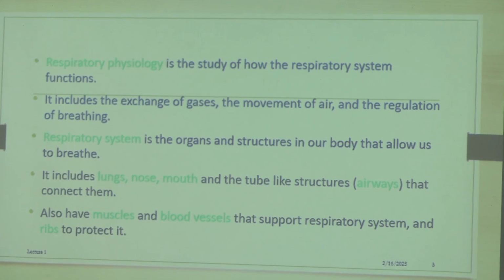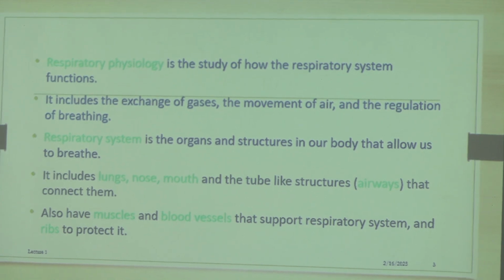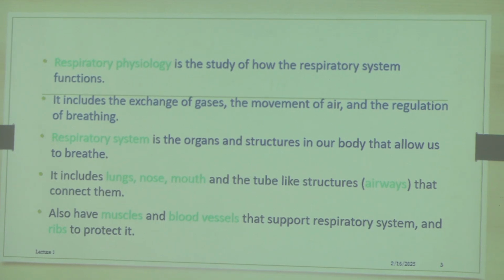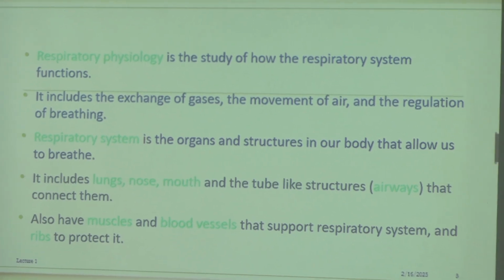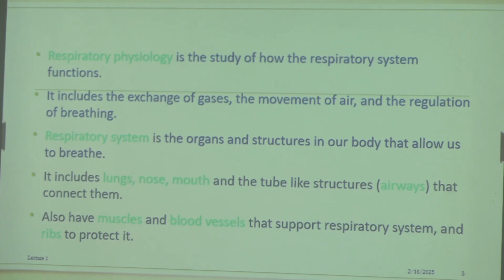So what is the basic definition of respiratory physiology? It is the study of how the respiratory system functions. To know about the functions of the different systems in respiratory physiology, we must know the mechanism of how gaseous exchange takes place, and what the exact mechanism of movement of air is, and also we will discuss both the neural regulations and other regulatory mechanisms that are involved with the regulation of breathing.